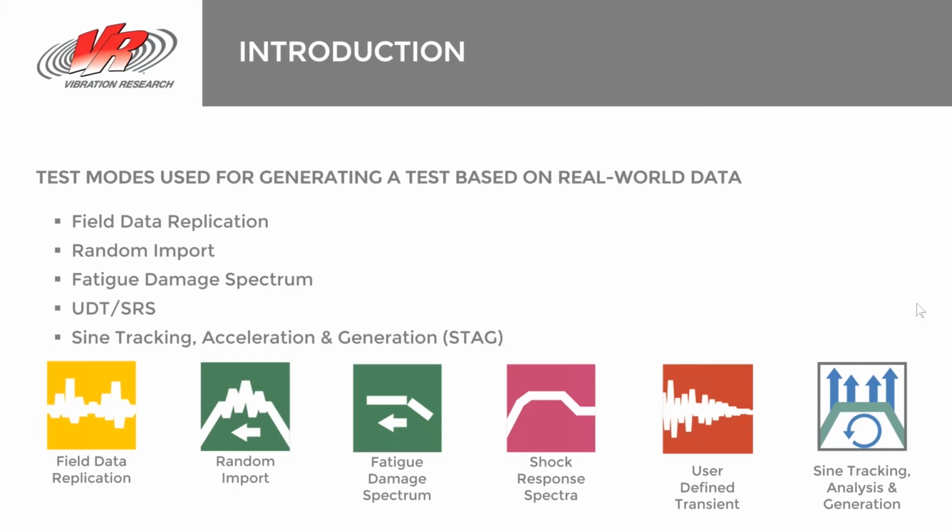It doesn't really work if I have a 10G RMS random test that is generated from 20 to 2 kilohertz. I can't double my RMS value in half the time. That relationship is not that correlated. So we need to use a different method of analysis when we want to accelerate the test. And that's where fatigue damage spectrum comes into play.